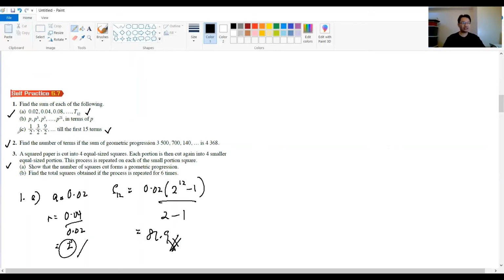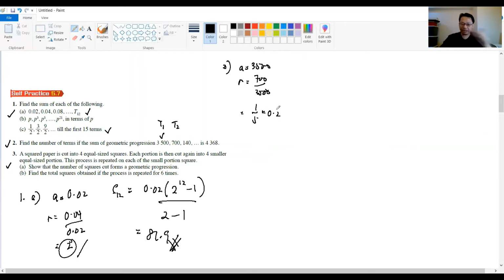How about 1B here? Number 2 looks interesting. Find the number of terms if the sum of the GP is 4368. This question number 2 is similar to the example that we discussed previously. For number 2, we know that our first term is 3500. This is a GP, so we need to find R. R is T2 divided by T1, so 700 divided by 3500, then we are supposed to get 1 over 5, which is equal to 0.2.